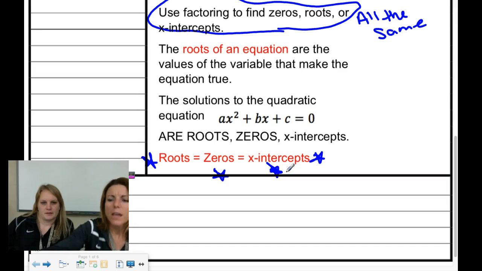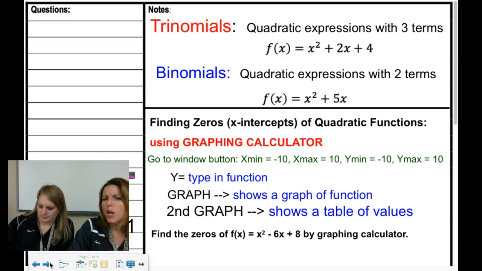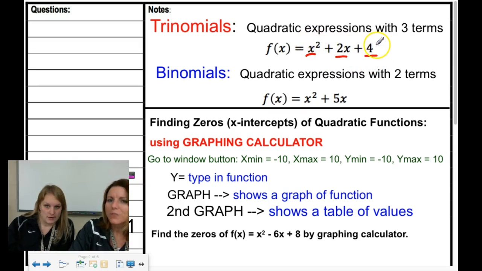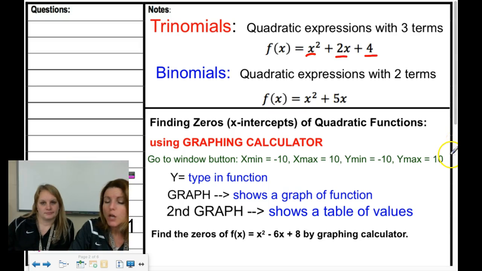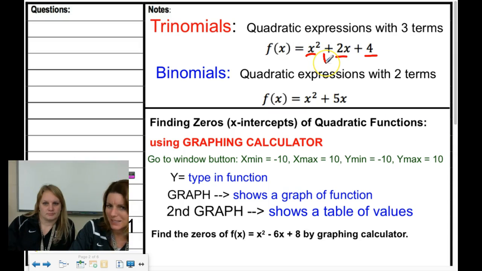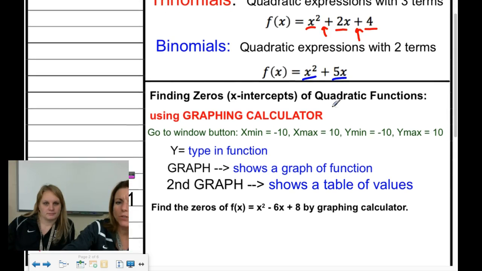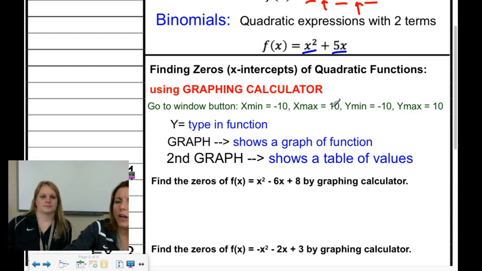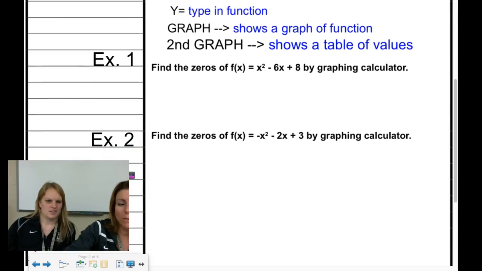And so now on the next page, let's just quickly talk about trinomials and binomials. When I say the word trinomials, we are referring to quadratic expressions with 3 terms. So this one has an x squared, just an x, no x. And what we mean when we say terms is terms are separated by plus signs or minus signs. A binomial is a quadratic expression with 2 terms. Right here, it talks about finding the zeros using a graphing calculator. We are not going to even cover that until class, so I'm going to skip right by it right now.